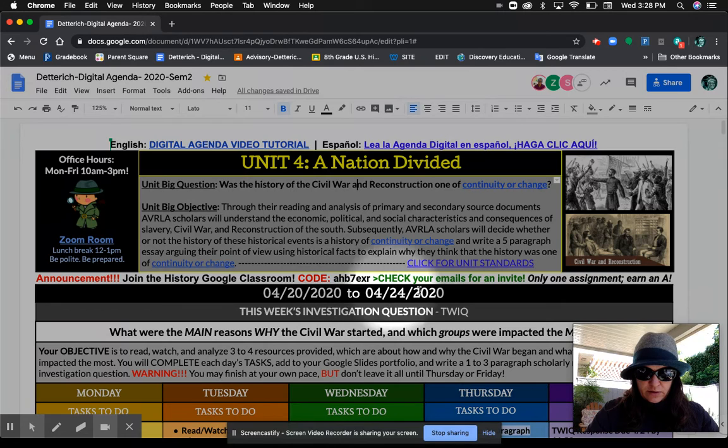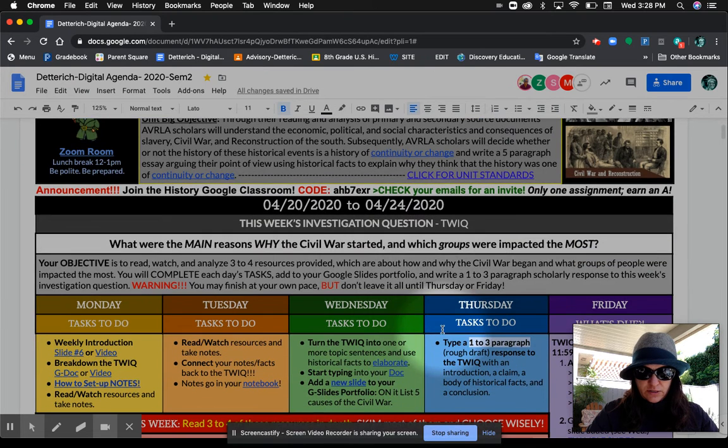The date for the week is up at the top. Below that, this week's investigation question, otherwise known as the TWIC. Next, below that is the actual question itself, the question which we are answering for this week and this week only. This objective below that question is the objective for this week only. Read that because it sets your goals for the week, what you will turn in by Friday, as well as what you will do on each day.